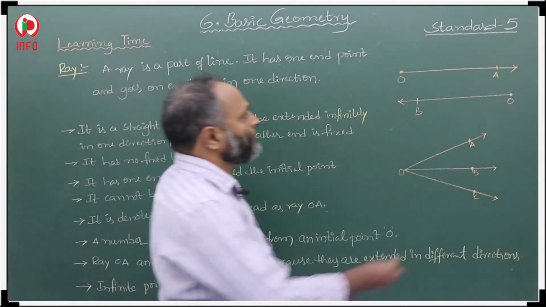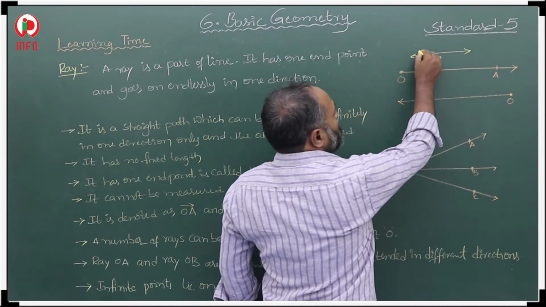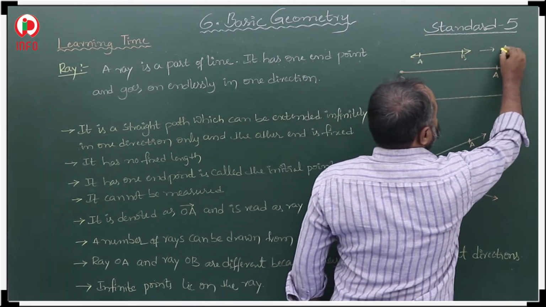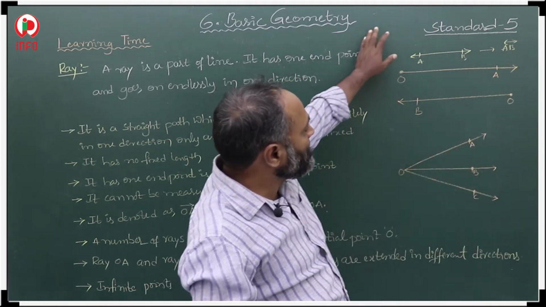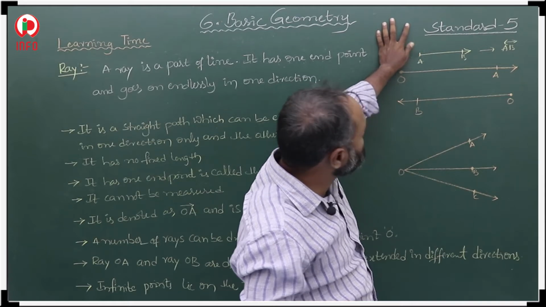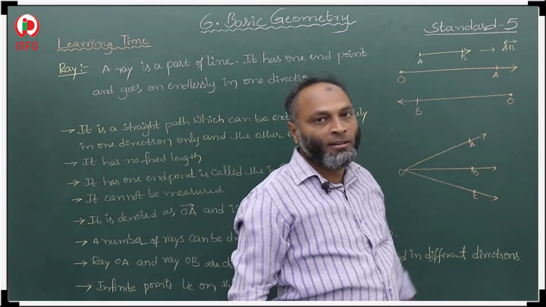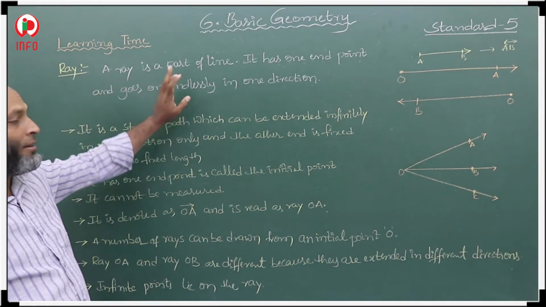So see here, it is a line. So AB is a line. How to represent this line? AB like this. So then what is a ray? A ray is a part of a line. So suppose if I represent like this, then it is a ray. A ray is a part of a line.